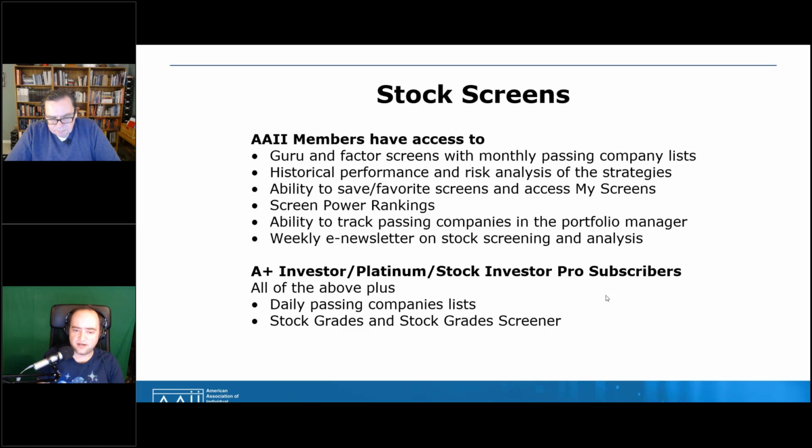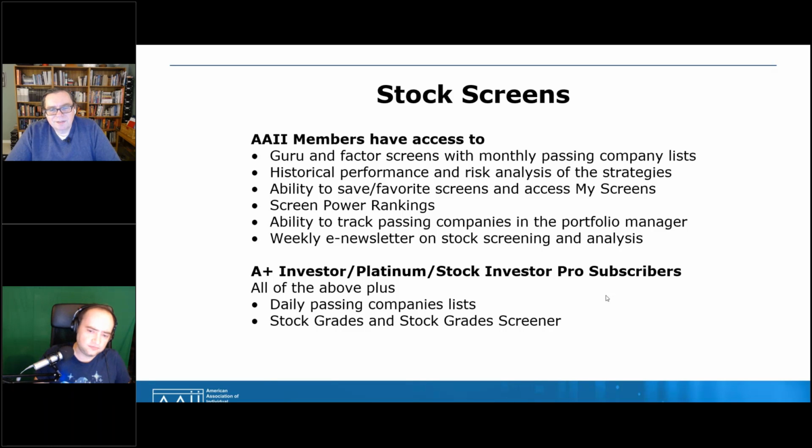Somebody asked about the guru screens. Why are there multiple screens for individual gurus? Why isn't there just one composite screen for each guru? Yeah, it's a good question. It depends a lot on the particular guru in place.